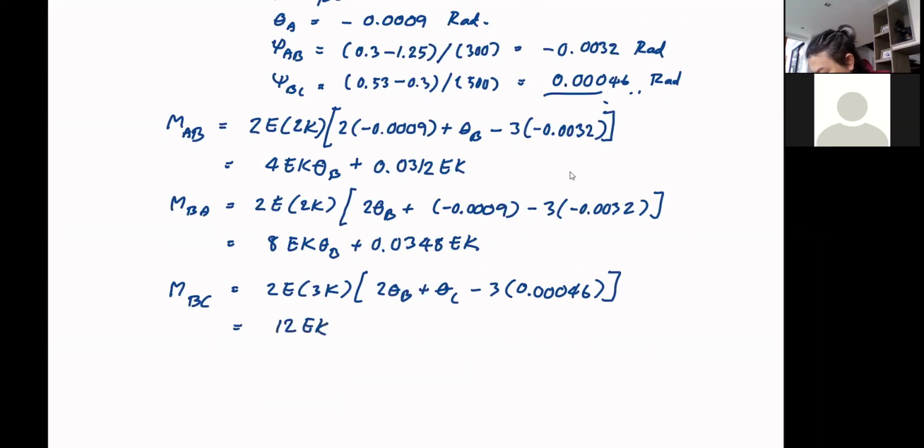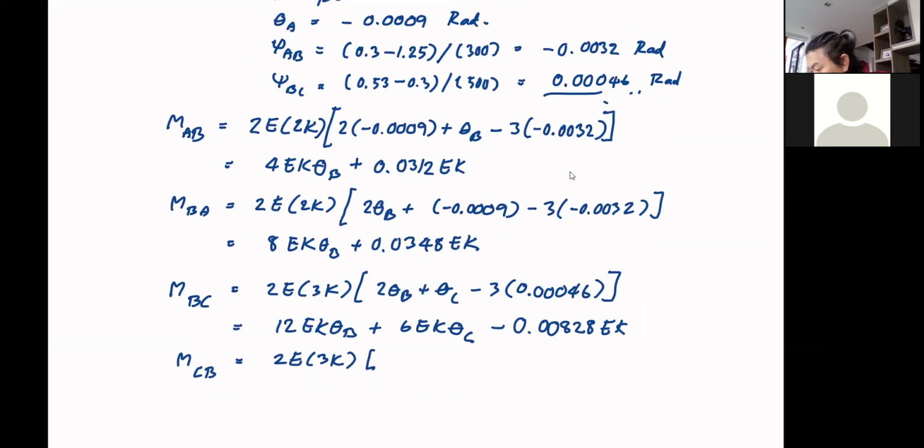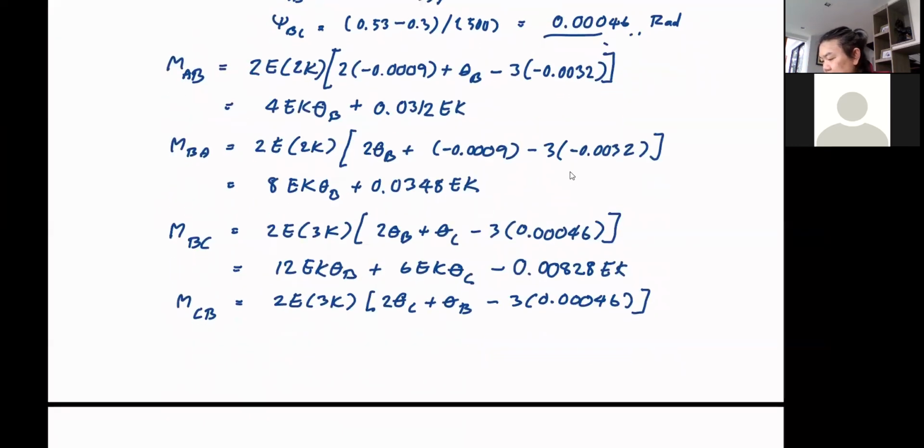And this turns out to be 12 EK theta B plus 6 EK theta C minus 0.0088 EK. And the last one, MCB: 2EK, 2 theta C plus theta B minus the same number, 0.00046. And here it is.